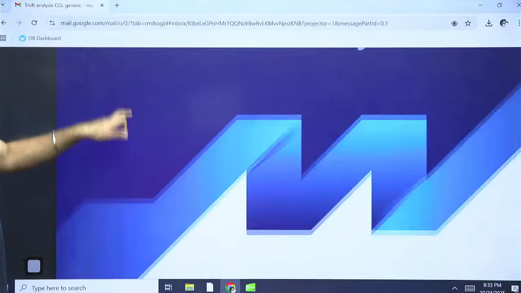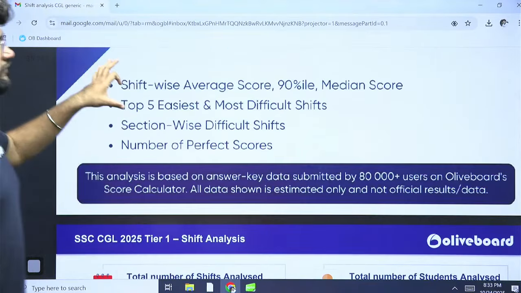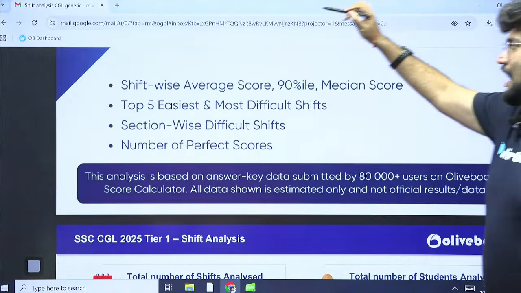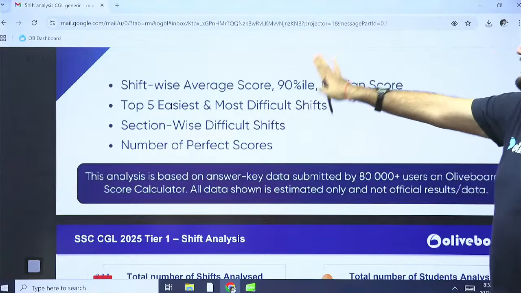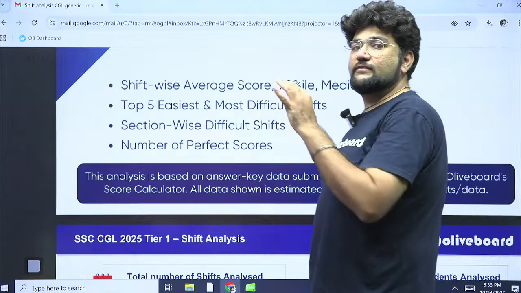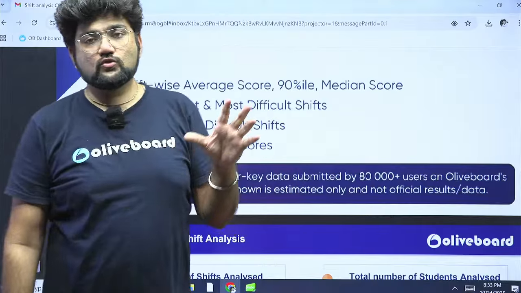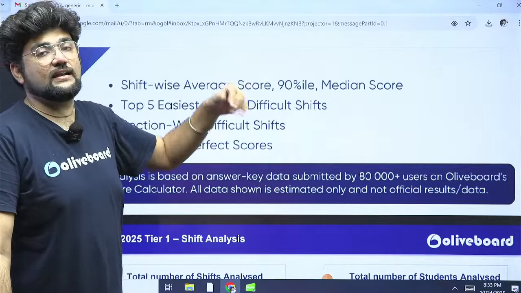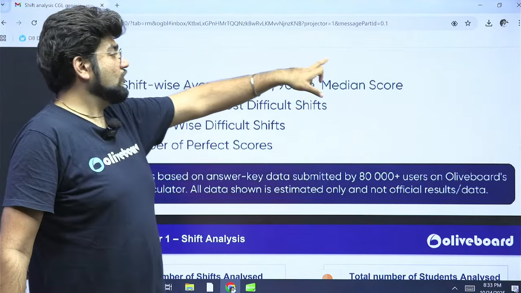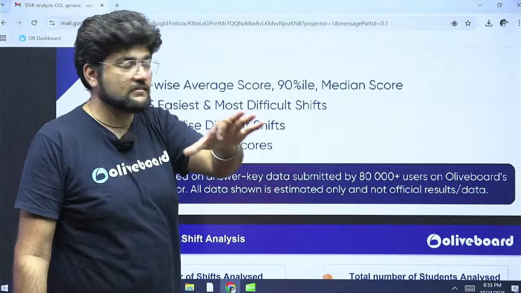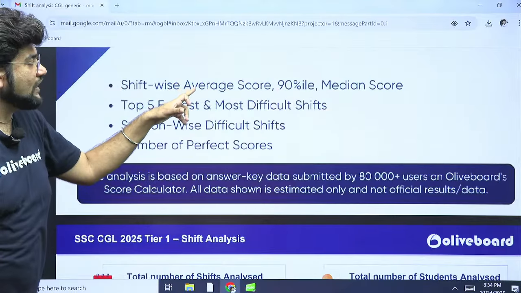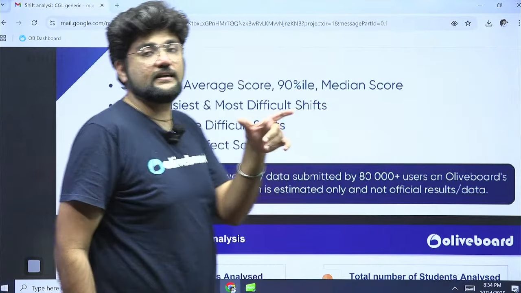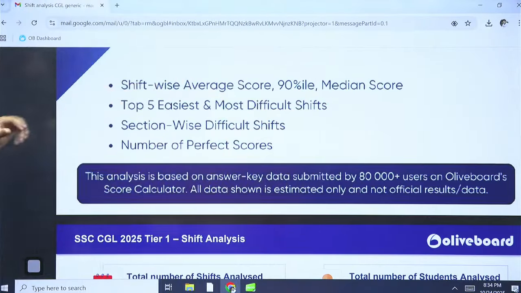Okay, let's start. So what all will you be able to understand from this session is, number one, we'll be able to see the shift wise average score. Then the 90 percentile score. We will also provide you the 99 percentile score, so that will give you a better analysis as to what is the difference between a 90 percentiler and a 99 percentiler, right? Then we will also look at the median score. So simultaneously you will be able to understand what is the shift wise average score and what is the median score. The better the measure of central tendency, the more understanding output you will get.